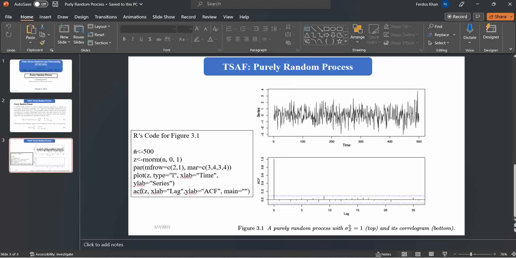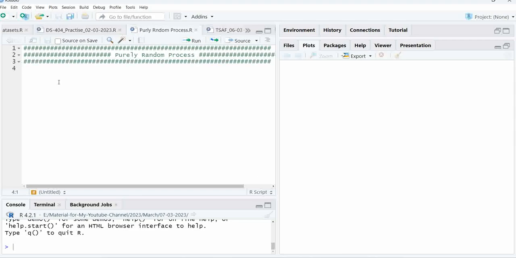Now let's do this in R, how we can simulate, and then how we can plot these two plots in R. Let's move to R. So let's suppose that we need to draw 500 observations as we did in the slides. So I just fixed the number of observations, that is 500.